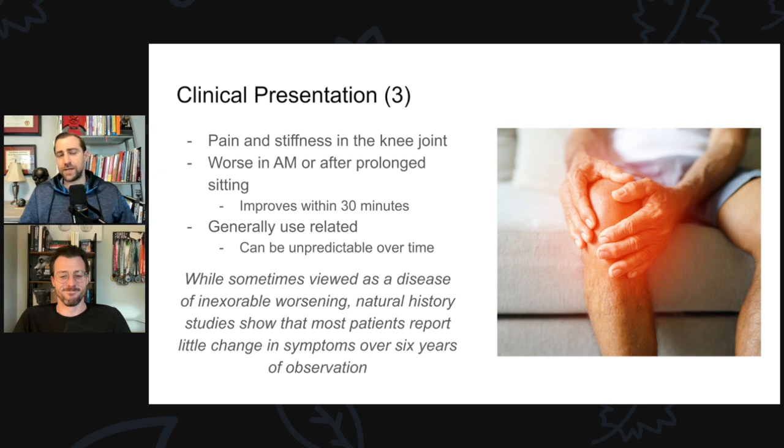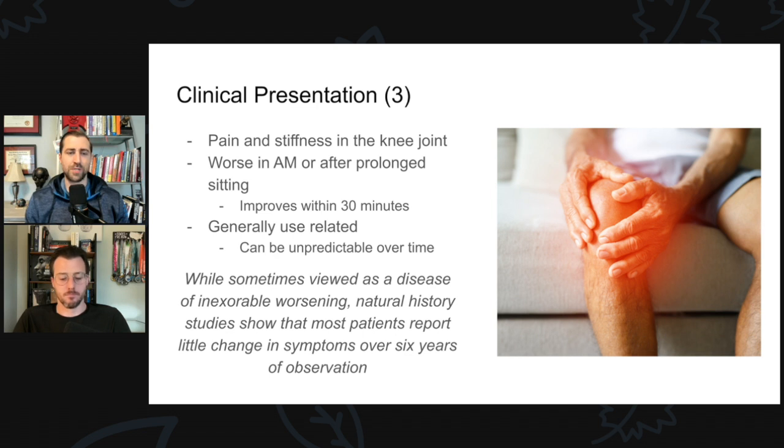And this I took directly from a study. While sometimes viewed as a disease of inexorable worsening, the natural history studies show that most patients report little change in symptoms over 6 years of observation. So I know you're going to speak about this in a future lesson, but a lot of folks have really poor beliefs around knee OA, one of which is that this is just going to get worse over the course of time.